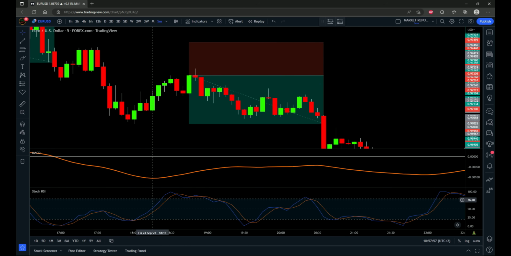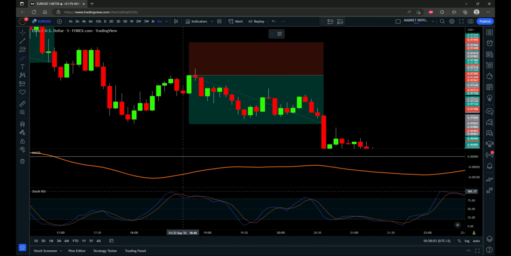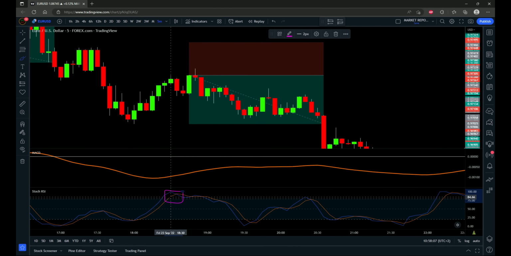Now, for the stochastic RSI, what we'll need to see first for an entry in a downtrend specifically is an overbought cross to the downside. So stochastic RSI comes over the 80 line and then crosses down in the overbought territory. Once that has happened, which happens right here, then you're going to be looking for price to sweep the high before that cross down began.